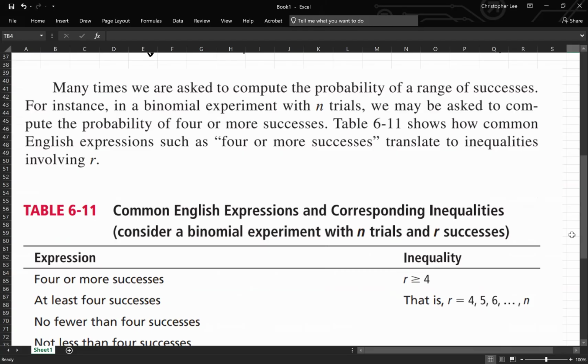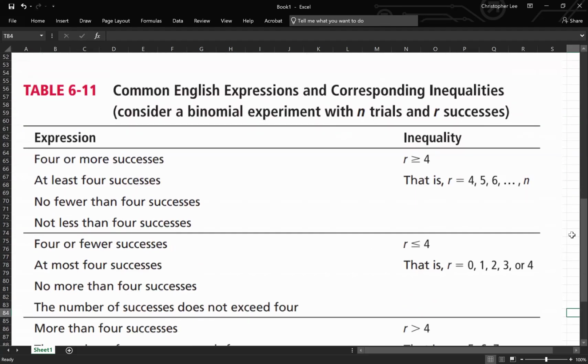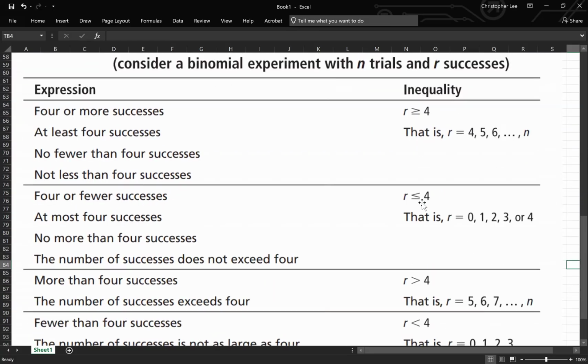So how do common English expressions such as 4 or more successes translate to inequalities involving R? This is what Angelina was asking us. Let's say I have an expression 4 or more. That means R is greater than or equal to 4. At least 4 successes, that's R greater than or equal to 4 as well. No fewer than 4 successes, that's also R greater than or equal to 4. Not less than 4 successes, that's also R greater than or equal to 4. So that means R equal to 4, 5, 6, etc.